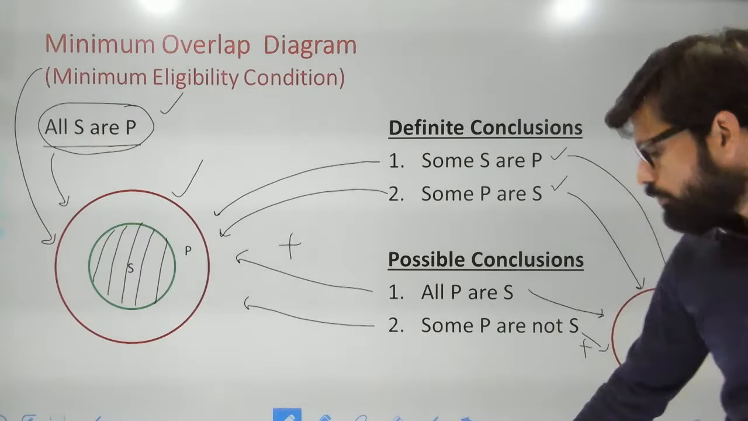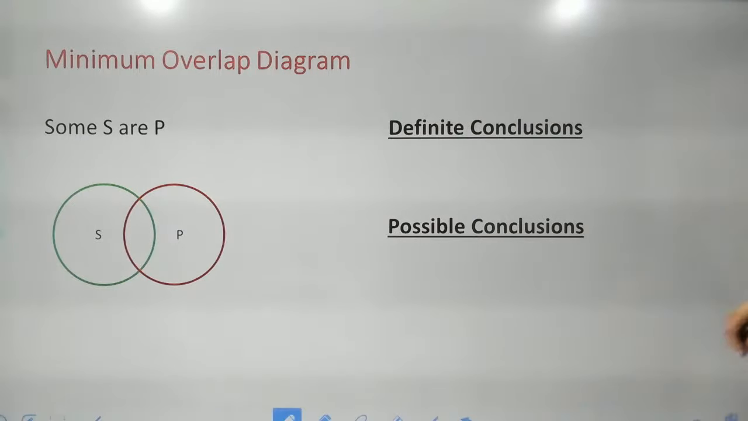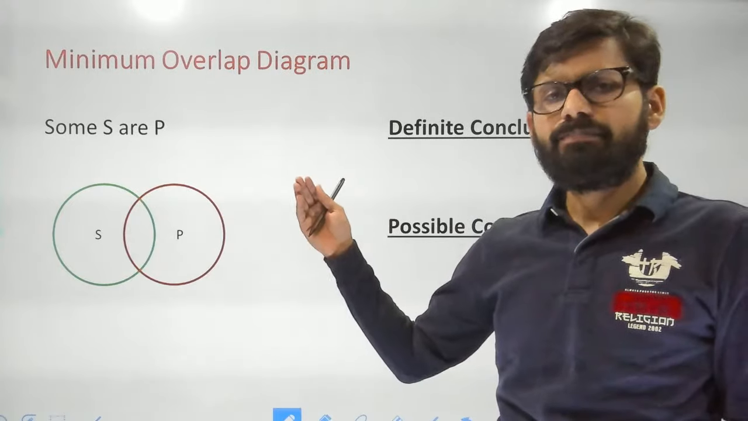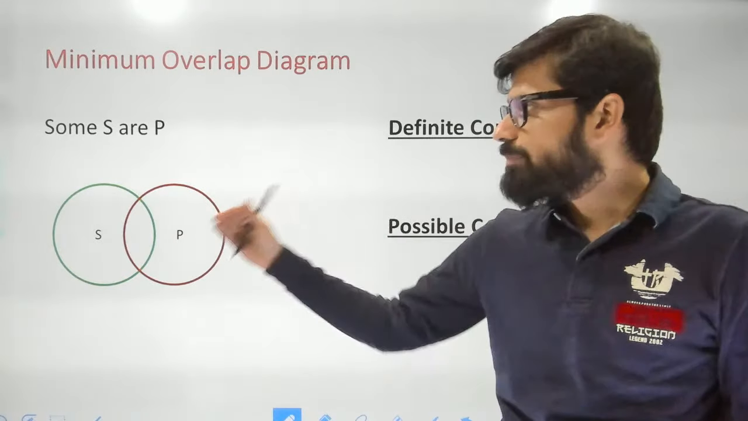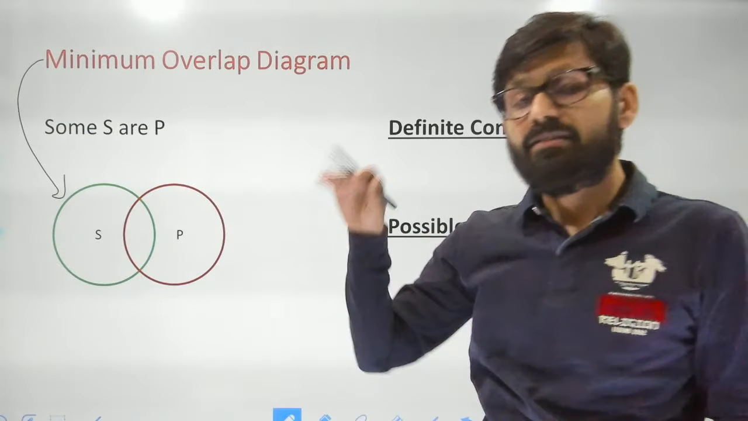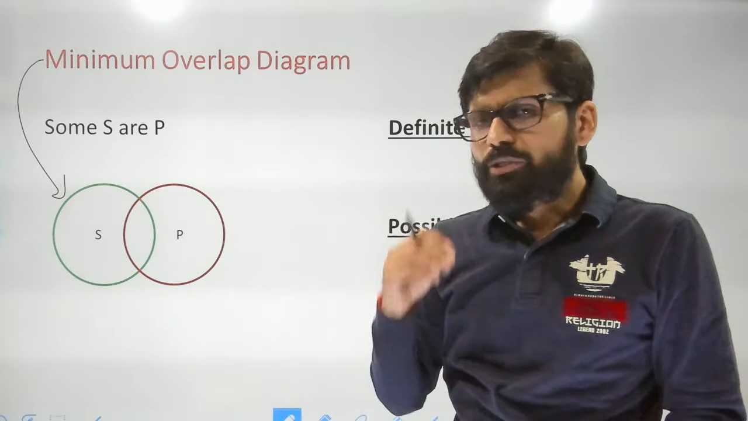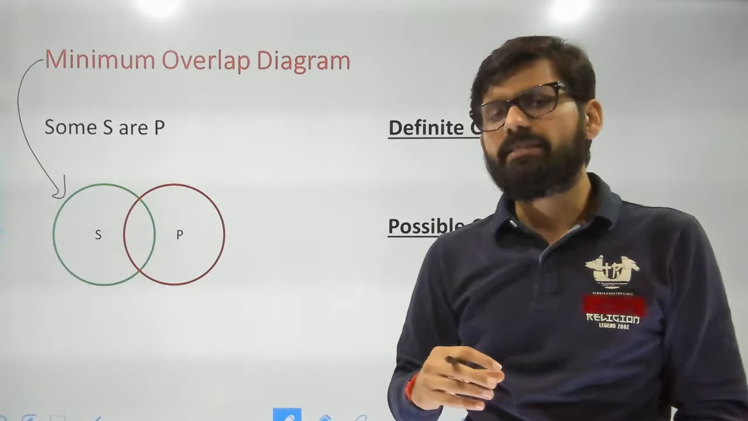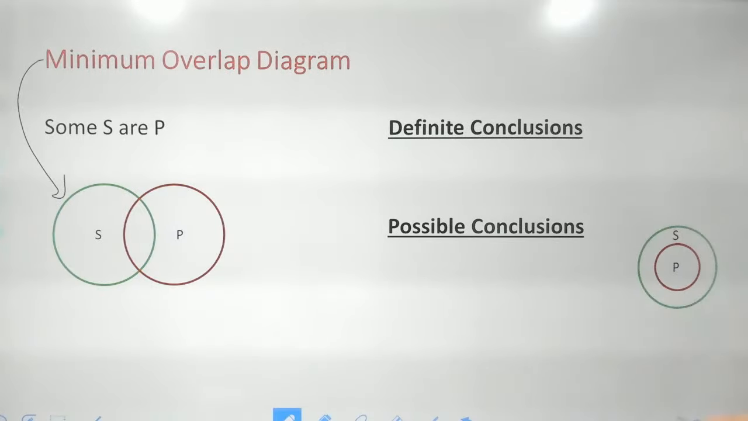Okay. So moving on to some S are P. So again, some S are P, right? The first diagram that we draw for some S are P is the minimum overlap to represent some S are P. So the minimum overlap diagram for some S are P is this. This is the diagram that we draw when we are solving questions. Okay? But we do understand some S are P can be represented in some other ways. For example, some S are P can be shown like this. Some S are P, this is the overlap region. Here, this is the overlap region.